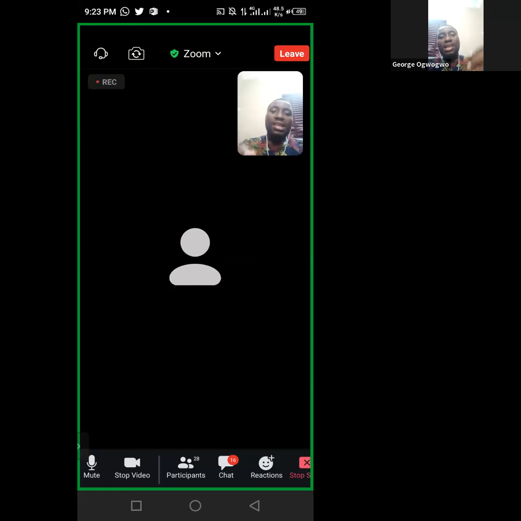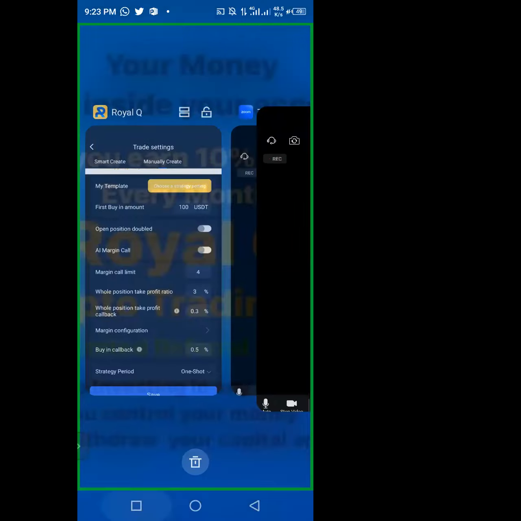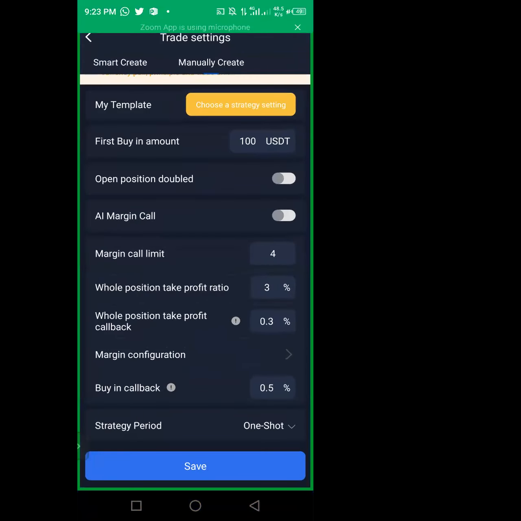So let me go back. I've done some little explaining. I've explained margin calls. If you didn't get it during the question time, please be writing it down. Margin calls are buy orders given to the robot to buy more quantity at a reduced price when crypto is falling in value. So that is margin calls.